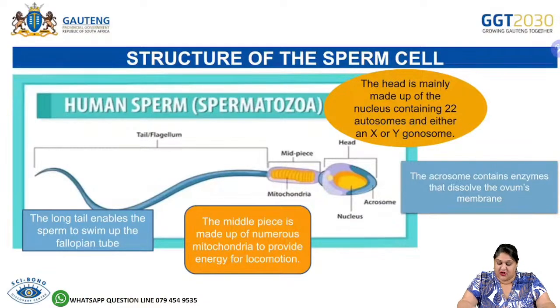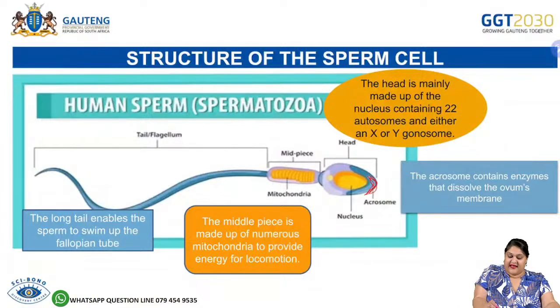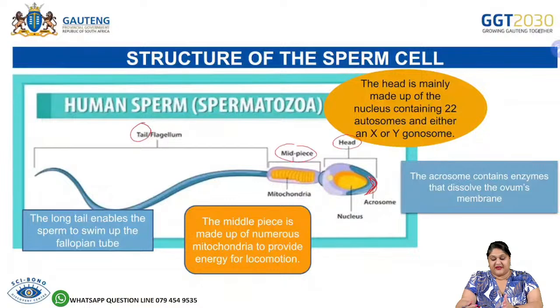Let's start here at the acrosome. I like to start here at the front. This is an acrosome. It contains enzymes that dissolve the ovum's membrane. Before we get to the acrosome, sorry, I forgot something. The sperm cell is divided into three parts: the head, the midpiece, and the tail. So let's go to the head. The head has an acrosome which has enzymes to dissolve the ovum's membrane.